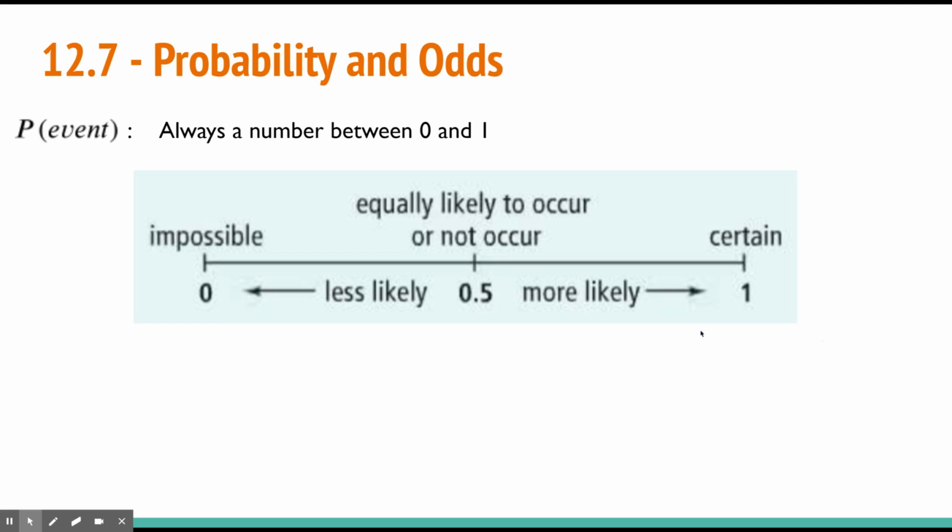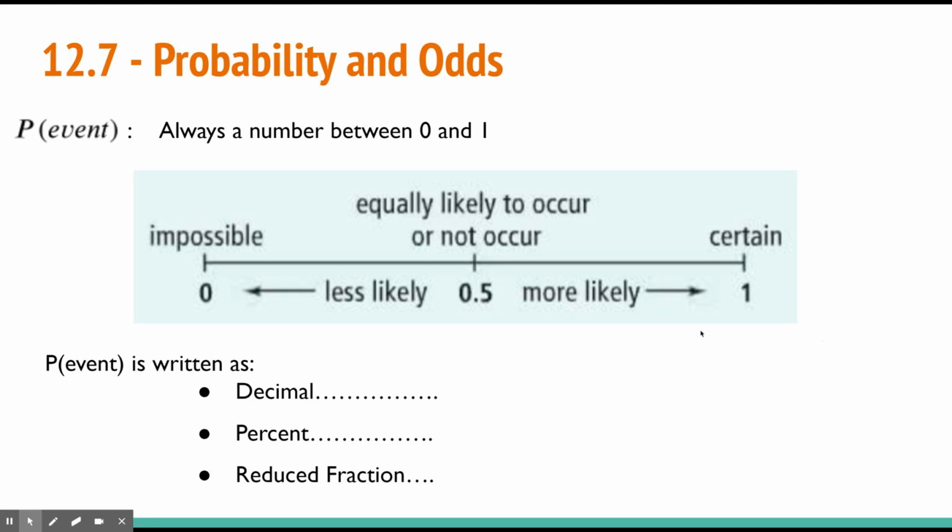Halfway between, our 1/2, our 0.5, means that it's just right in between. It might occur, it might not. There's an equal chance that it does and that it doesn't. Anything bigger than 0.5 is more likely to happen. Anything less than 0.5 is less likely to happen.